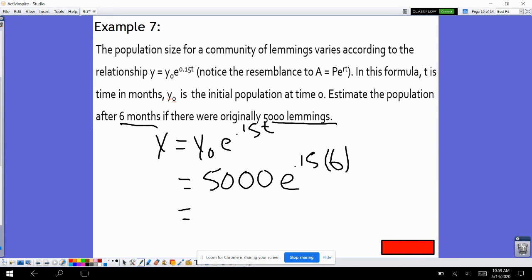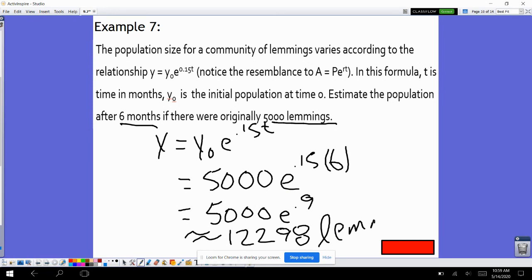We can go ahead and substitute this into our calculator. 0.15 times 6 is going to give us 0.9. So this is 5,000 times e to the 0.9. e to the 0.9 is roughly 2.4596, times 5,000 in your calculator gets you about 12,298 lemmings. And make sure you do have a label as it's a word problem.